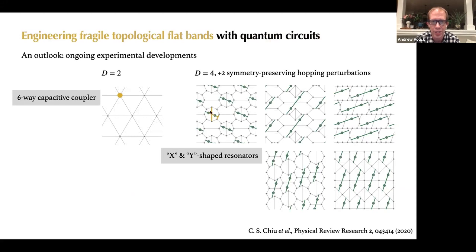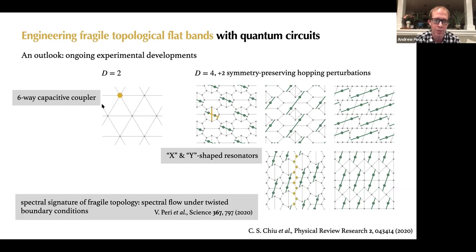And so here you need Y-shaped resonators and X-shaped resonators. So we no longer are dealing with just simple linear coplanar waveguide resonators. We need to be able to couple more things than just three. So we need these six-way couplers, and we need some new ideas on how to actually demonstrate that these are topological properties. And again, this is something that Christy has really pioneered.